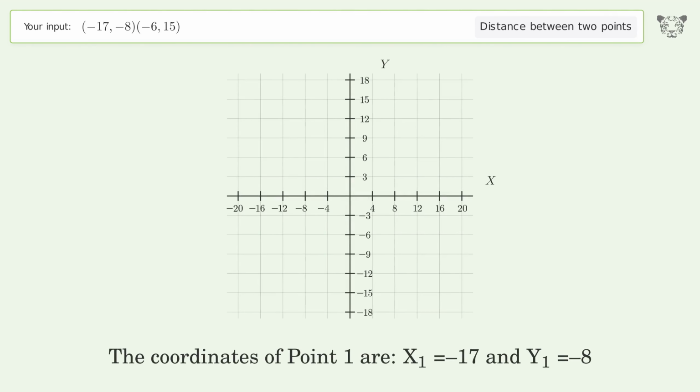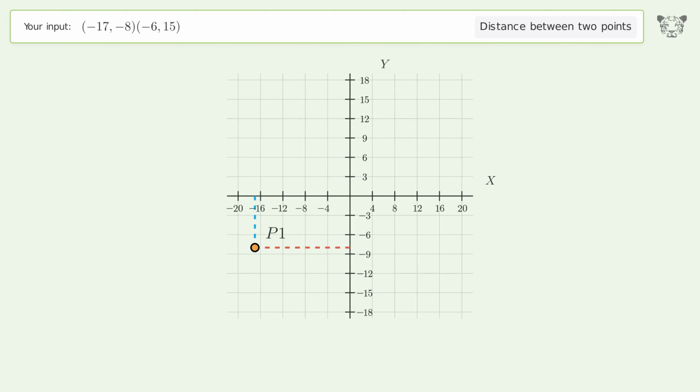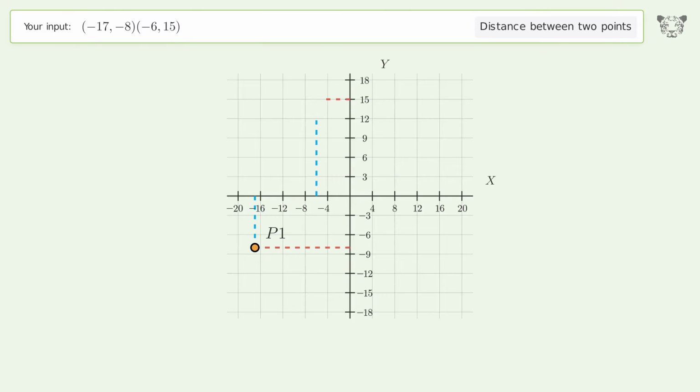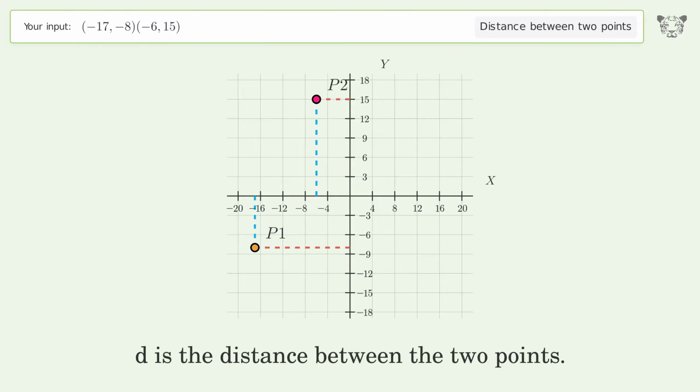The coordinates of point 1 are, x1 equals -17 and y1 equals -8. The coordinates of point 2 are, x2 equals -6 and y2 equals 15. D is the distance between the 2 points.